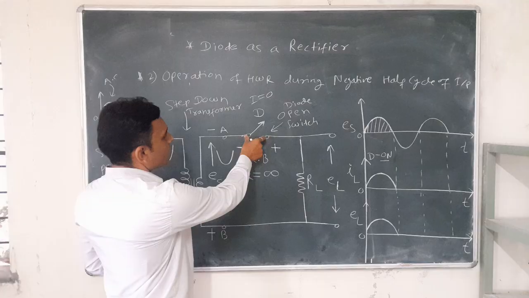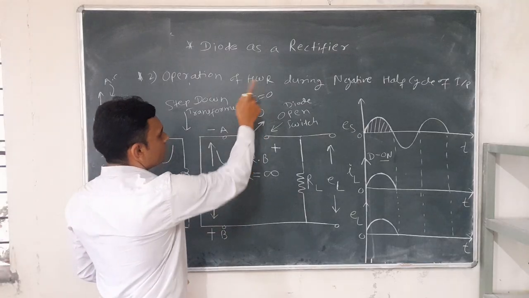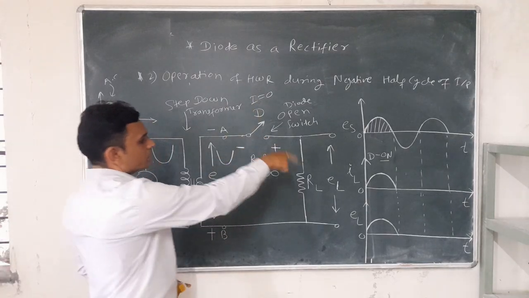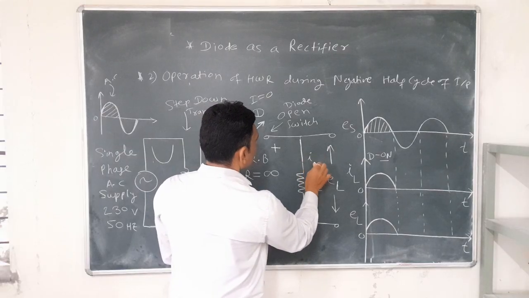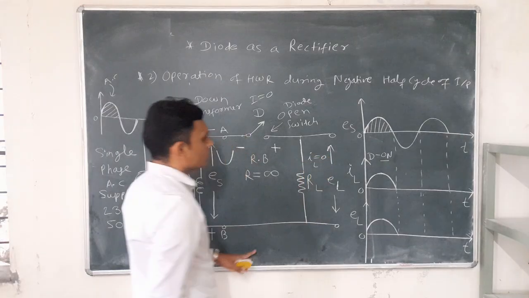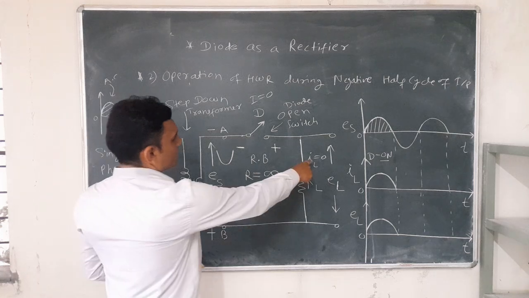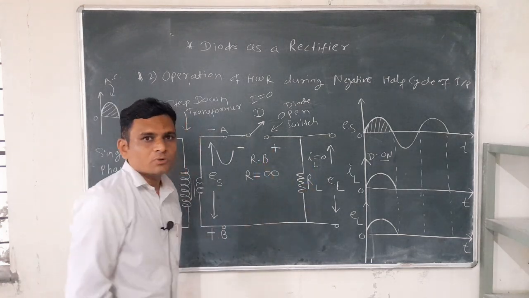Since these 2 points are open, the current is equal to 0. No current flows through the circuit. Therefore the load current is 0. Since the load current is 0, the output voltage is equal to 0.